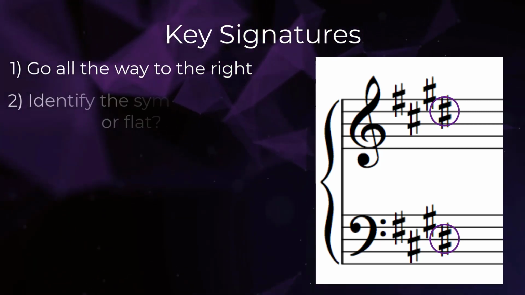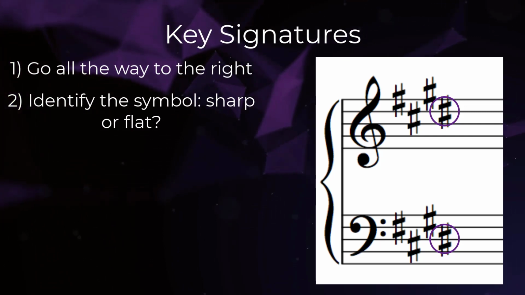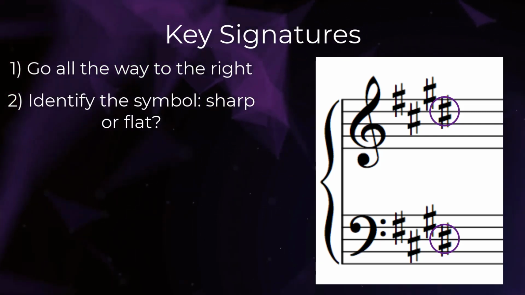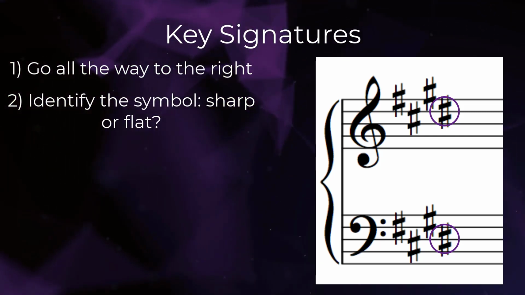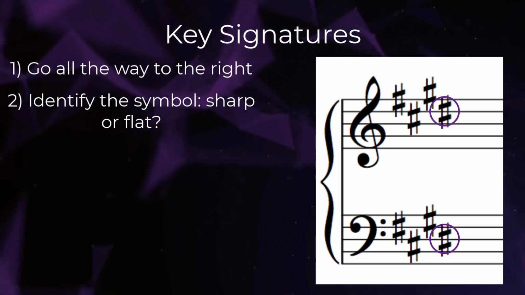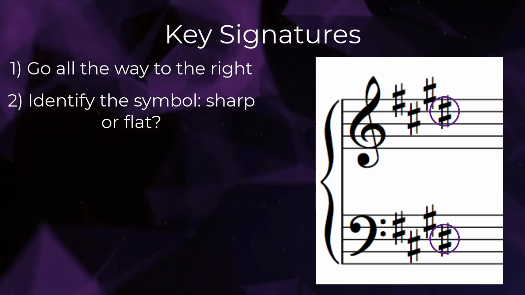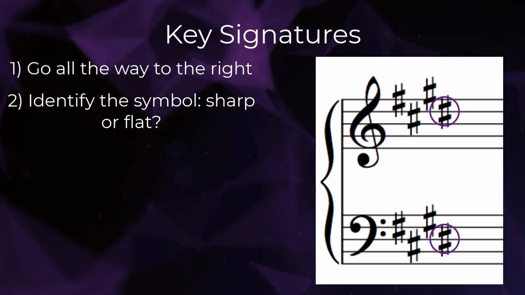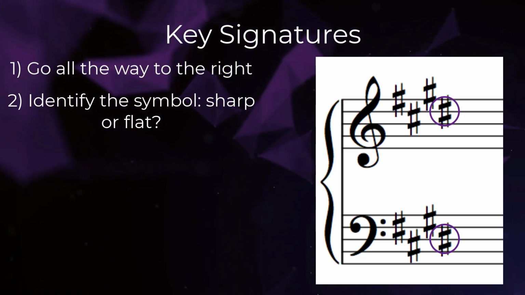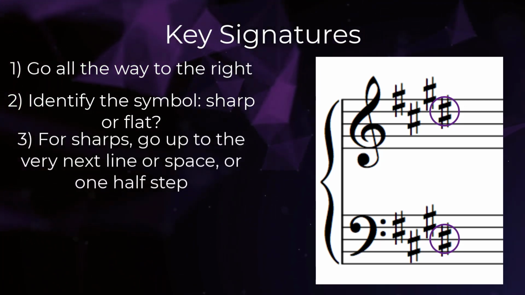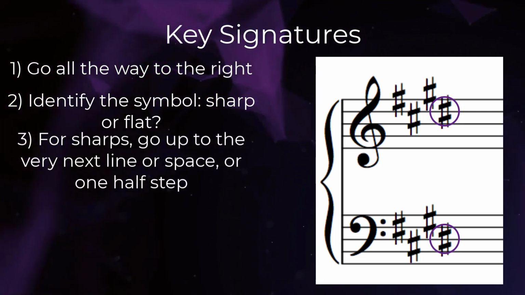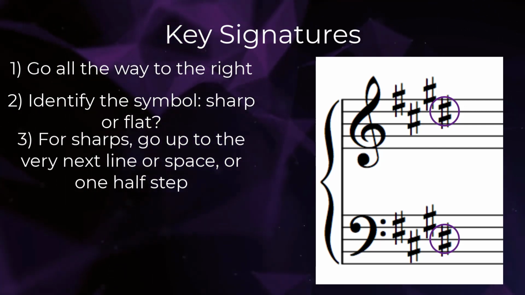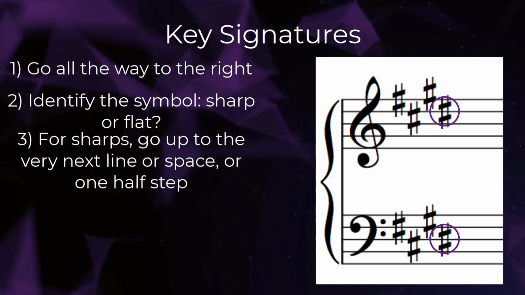Step 2. Identify what type of symbol you're dealing with. Is this sharps or flats? Here we have sharps. Step 3 gets a little tricky, but it is the same based on which symbol you identified in step 2 for all instances. For sharps, go up to the very next line or space from that rightmost symbol, or up 1/2 step.